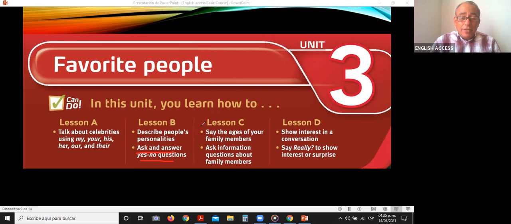And at the end of the class, we also are going to see how to say the ages or ask for our family members' age, and how to say information about them. We are going to review a little bit of vocabulary about family, so you're going to have a good understanding about words for family and family members.